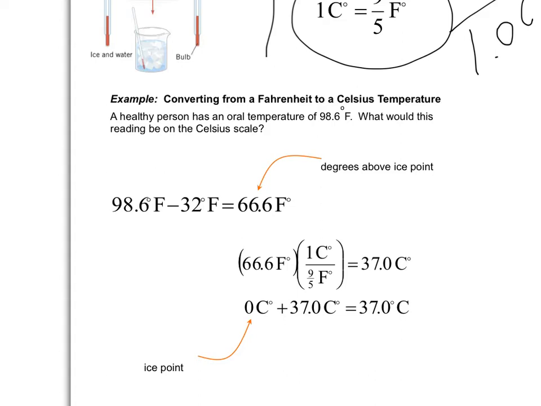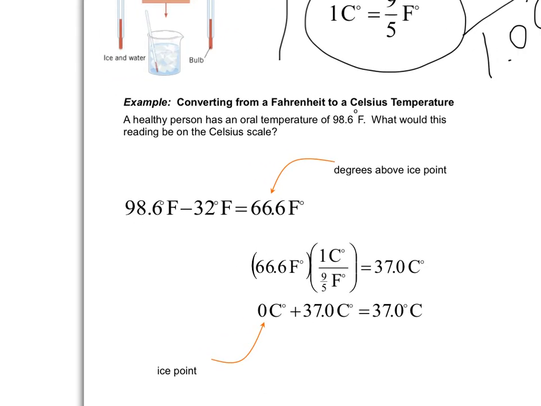So the first thing that I have to do is figure out how many degrees am I above the ice point. How many degrees in Fahrenheit am I above the ice point? What we look at right here is the most important part, degrees above the ice point. So we are at 98.6. If the ice point is 32 degrees Fahrenheit, it tells us that we're 66.6 degrees Fahrenheit above the ice point.